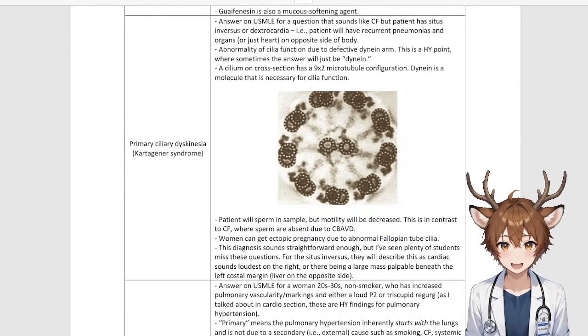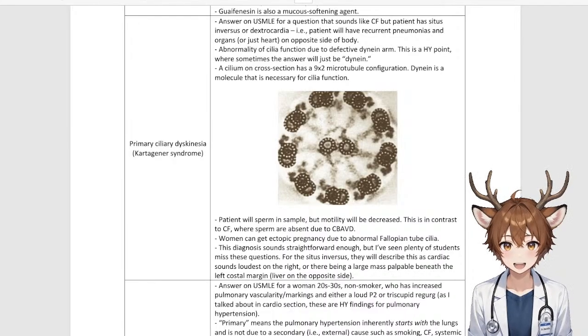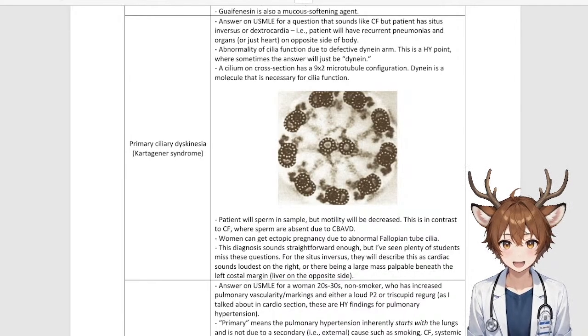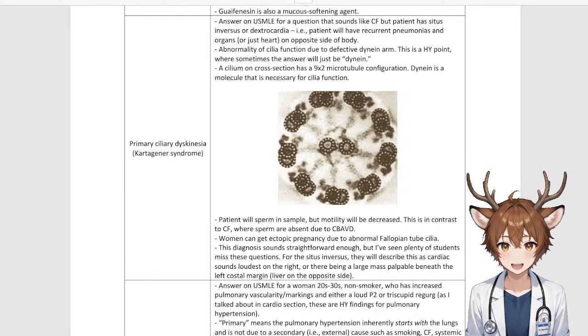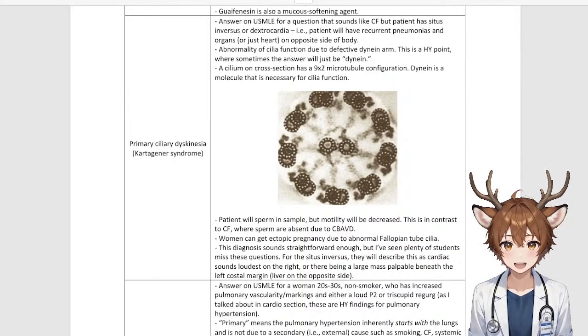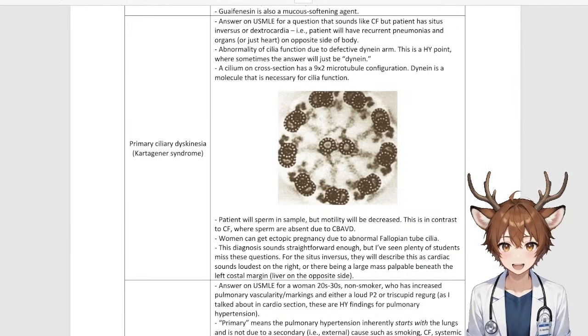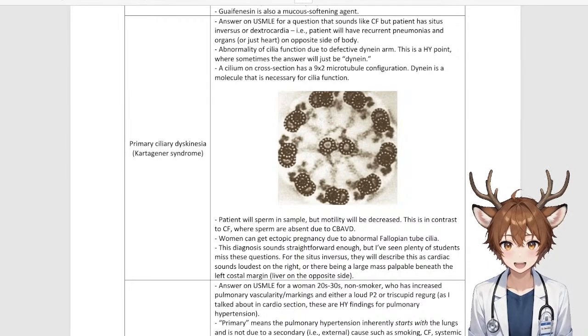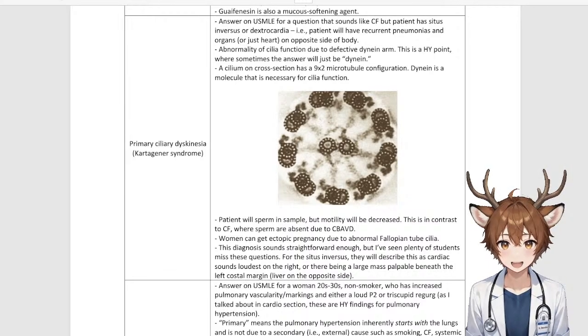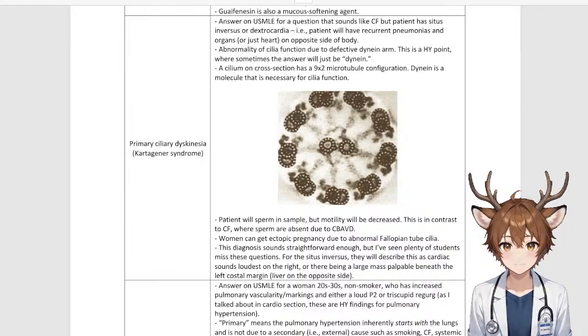Women can get ectopic pregnancy due to the abnormal fallopian tube cilia. This diagnosis sounds straightforward enough, but I've seen plenty of students miss these questions. For the situs inversus, they will describe this as cardiac sounds loudest on the right, or there will be a large mass palpable beneath the left costal margin, liver on the opposite side.